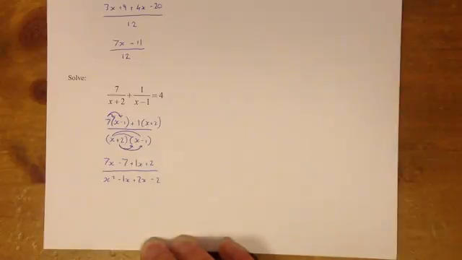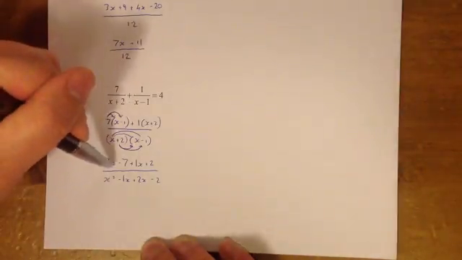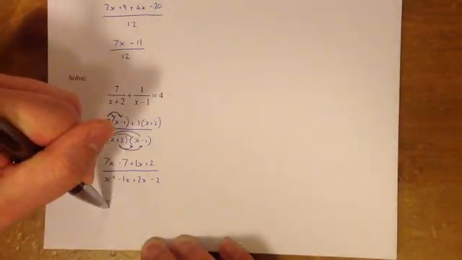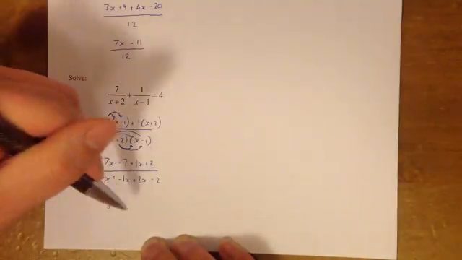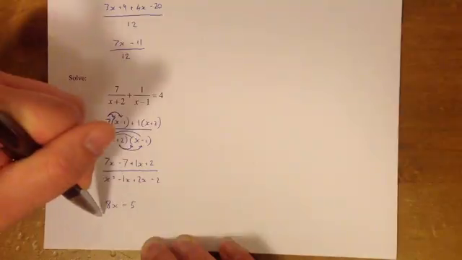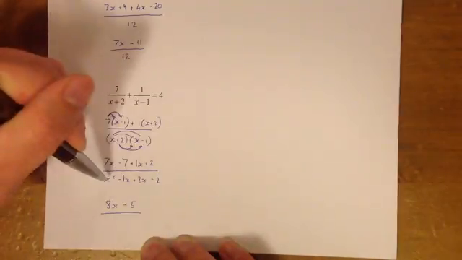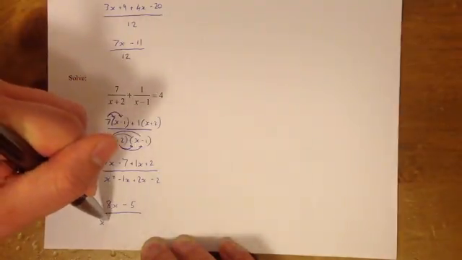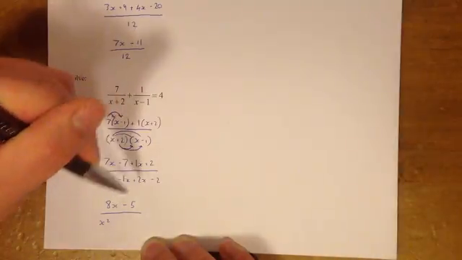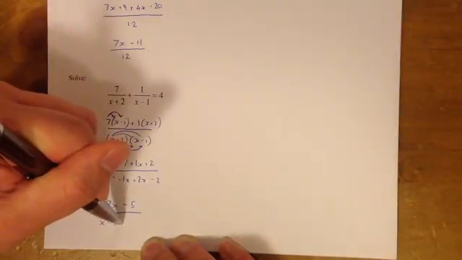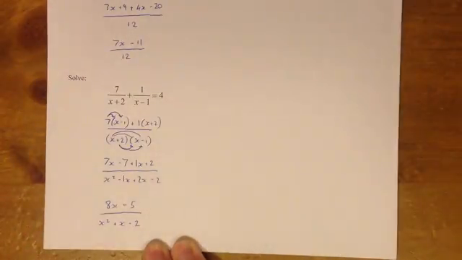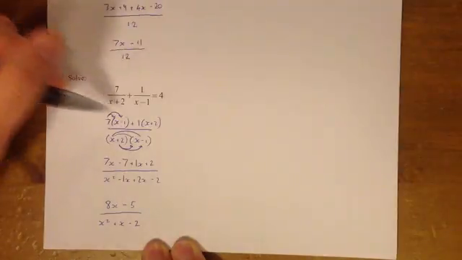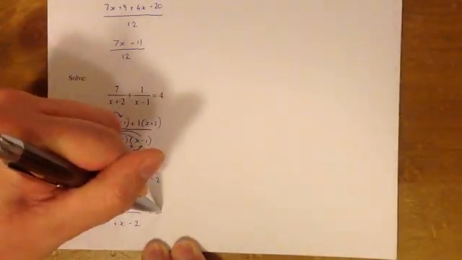So let's tidy all of that up now. So we end up with 7x's plus another x is 8x, minus 7 plus 2 is minus 5, and then our denominator, x squared stays as it is, minus 1x plus 2x is plus an x, and our minus 2 stays on its own. So we followed the same steps so far like we did on the first two questions, but now we have to remember back on the original question, this is equal to 4.